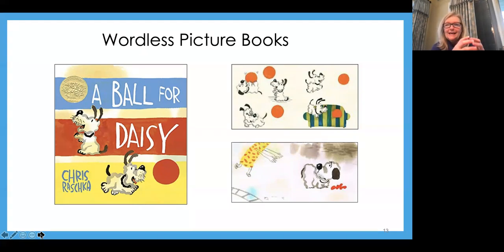And the other thing is, we can go through this book the first time and tell the story and point out the pictures as we think it's happening, and then get them to retell the story.